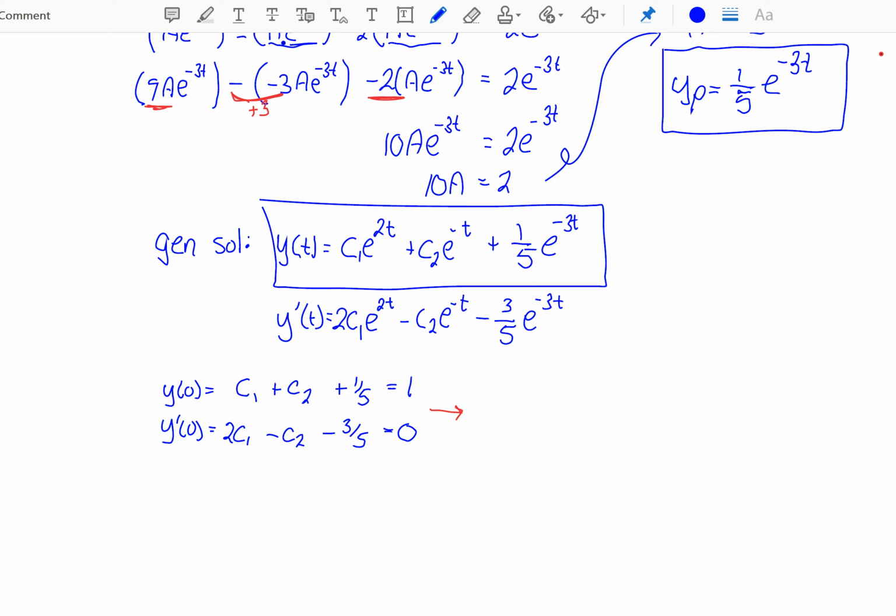There's lots of ways you can solve this, but I want to set this up to be able to use the elimination method. So I'm going to get just the c1 and c2 on the left-hand side. Let's move these constants, the 1/5 and the 3/5, to the right-hand side. I think that gives us c1 plus c2 is 4/5, and 2c1 minus c2 is 3/5.